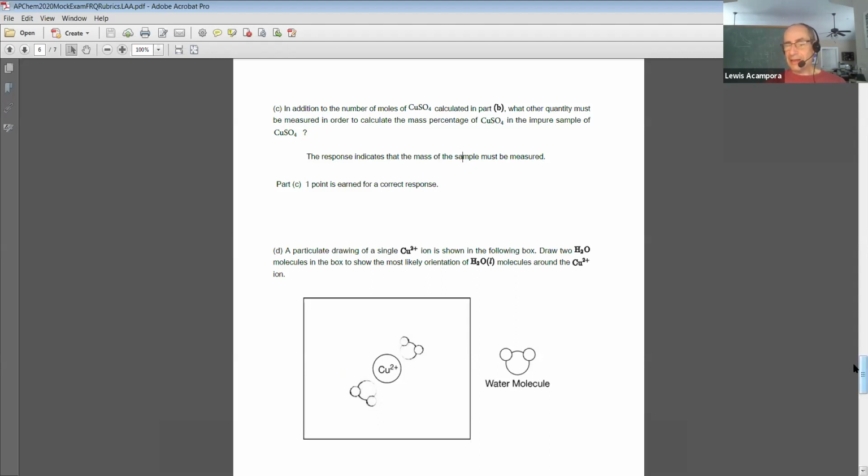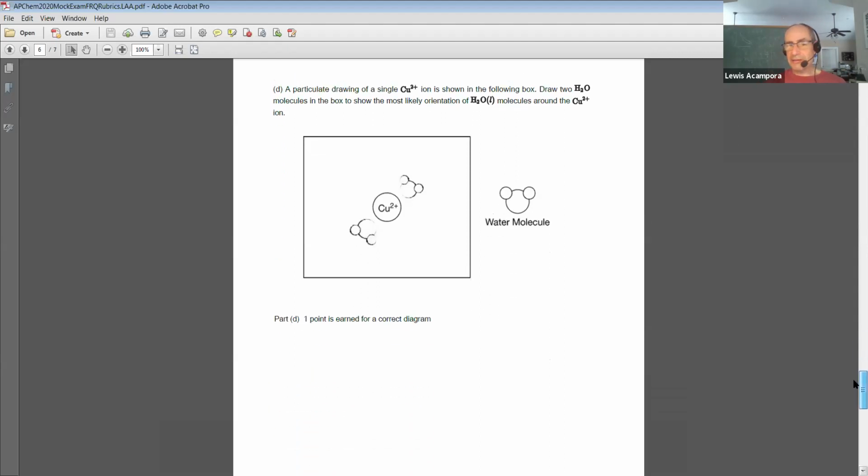And then, and I love these questions, although students don't do as well as you would think on them, they're asked to draw a particulate level drawing of a copper ion surrounded by water molecules to show the most likely orientation. Remember that a water molecule is polar, and the oxygen atom, our little Mickey Mouse here, has a partially negative charge, and the hydrogen atoms are both partially positive.